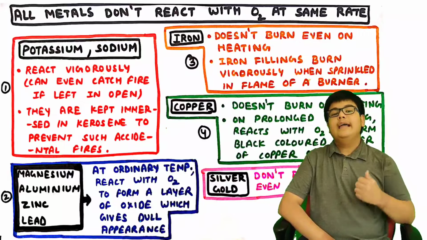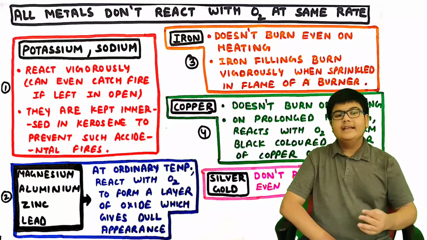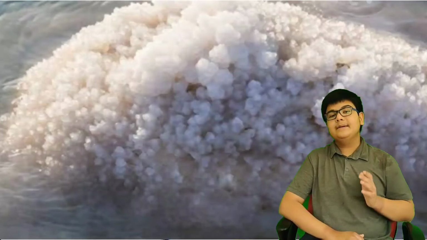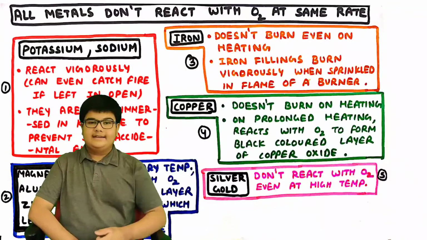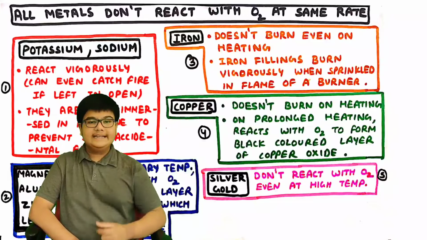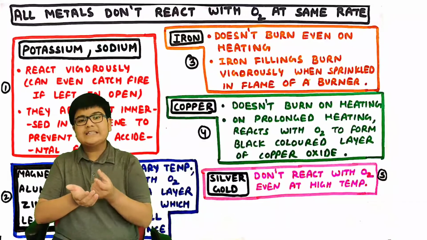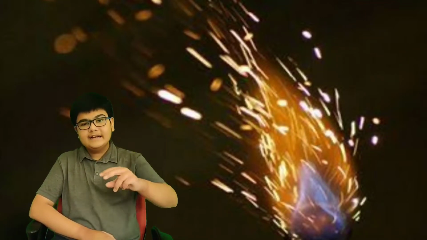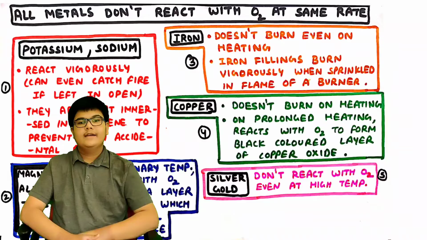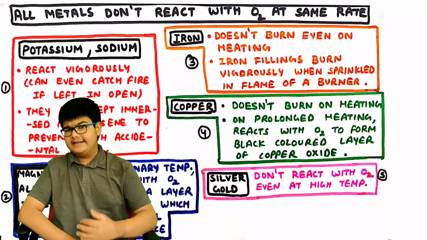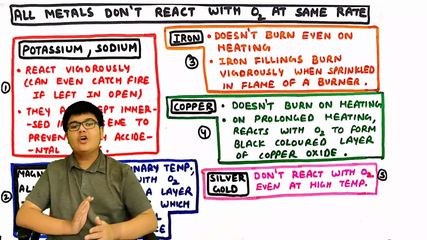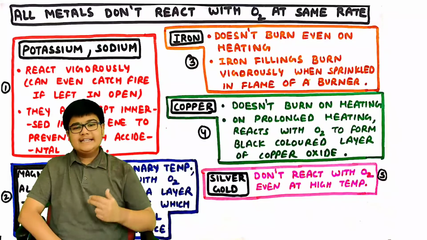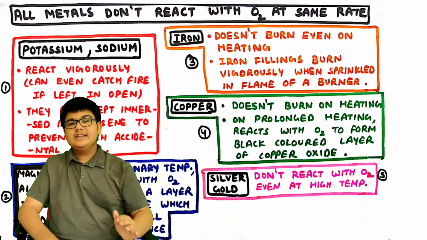Metals such as magnesium, aluminium, zinc, lead, react to form a layer of oxide which gives them a dull appearance. Third, iron. This doesn't burn even on heating, but if we take very small pieces of iron, which are known as iron filings, then iron filings burn vigorously when sprinkled in the flame of a burner. Fourth, copper. This doesn't burn on heating, but on prolonged heating, it reacts with oxygen to form a black colored layer of copper oxide. And metals such as silver and gold don't react with oxygen even at very high temperature.